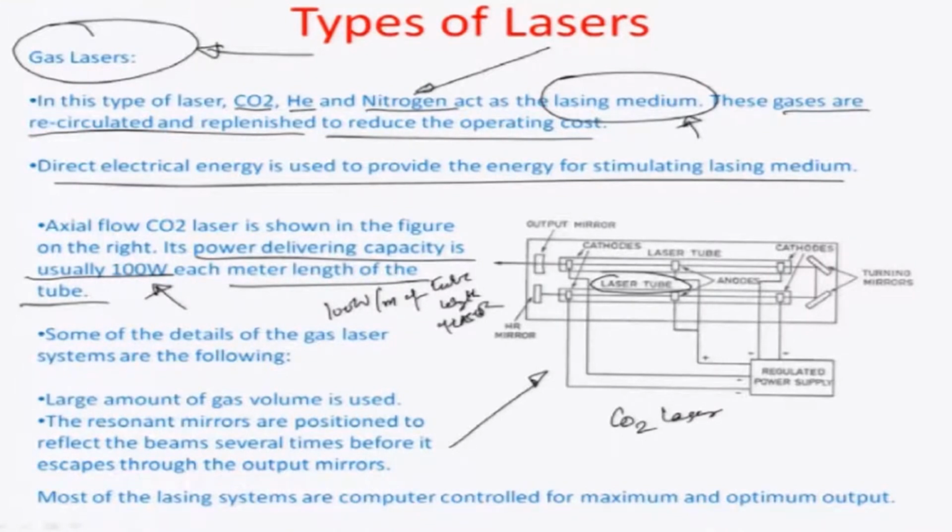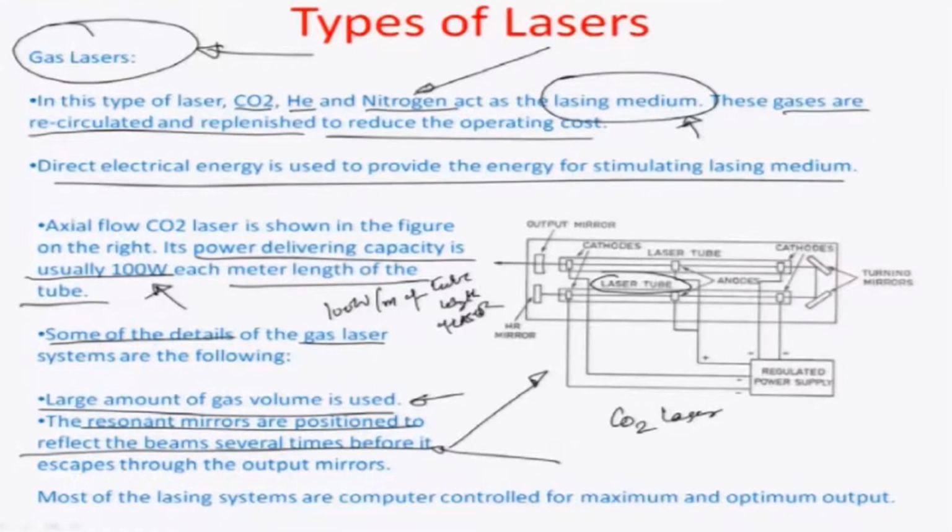So, there are some details which need to be understood for gas lasers particularly. One is that a large amount of gas volume is used. The resonant mirrors are positioned to reflect the beam several times, and it is a sort of amplification process. So, the more you amplify, you basically put the same light which is coming out of the medium back into the medium again to have more and more stimulated emission till it grows over a certain intensity, and it escapes through the output mirrors, which are these mirrors right here. Most of the lasing systems are computer controlled these days, and they are designed for their optimum output. So, that is what fundamentally a lasing system would do, whether it is a solid state or a gas laser.